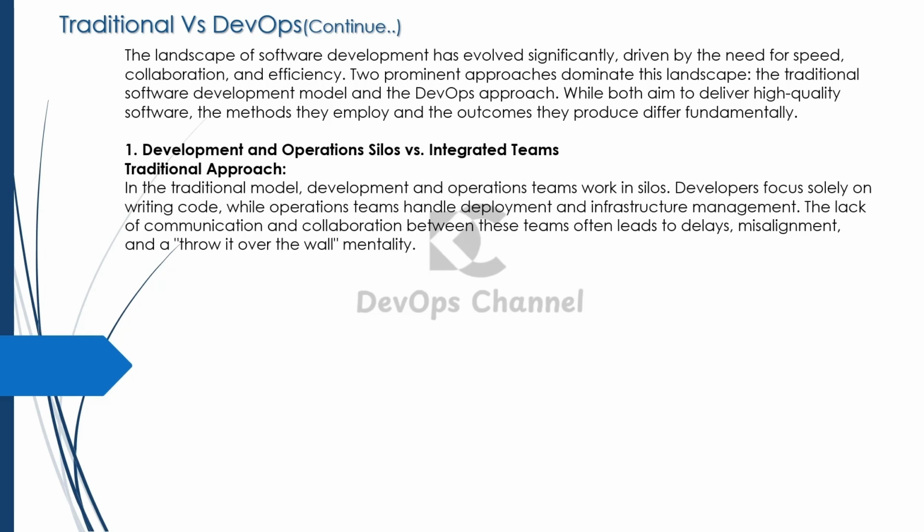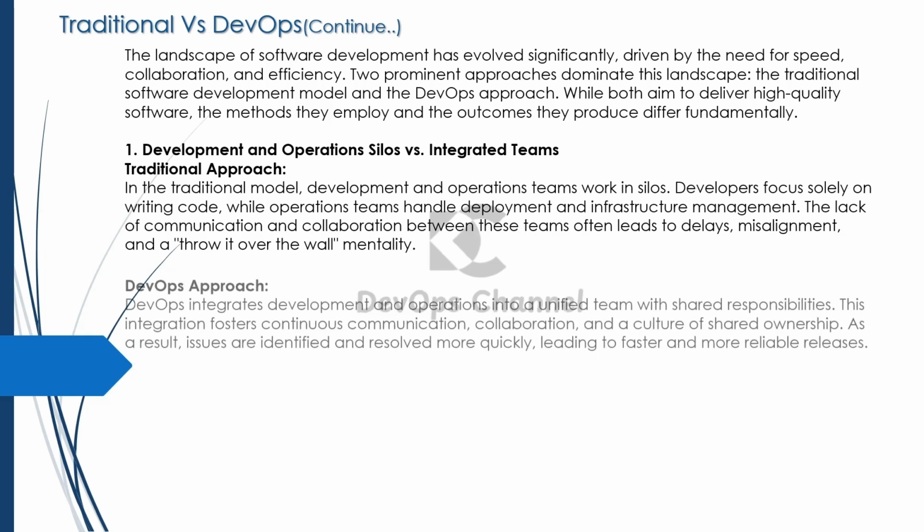The first one is development and operations silos versus integrated teams, right? We have seen this in our PPT also. In the traditional approach, development and operations teams work in silos, meaning they are individuals. Developers focus solely on writing code while the operations team handles deployment and infrastructure management. The lack of communication and collaboration between these teams often leads to delays, misalignment, and a throw-it-over-the-wall mentality. Okay, so whatever comes, they throw on each other: hey, it's not my mistake, it's your mistake.